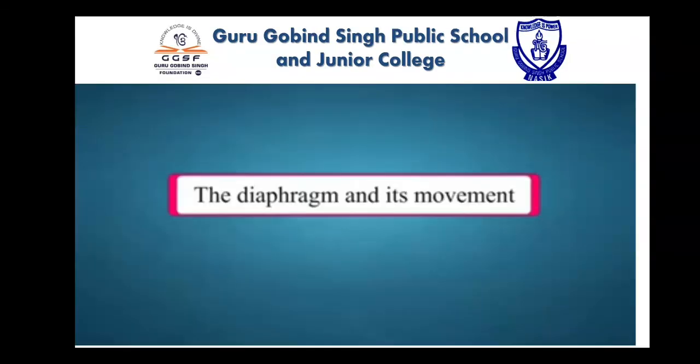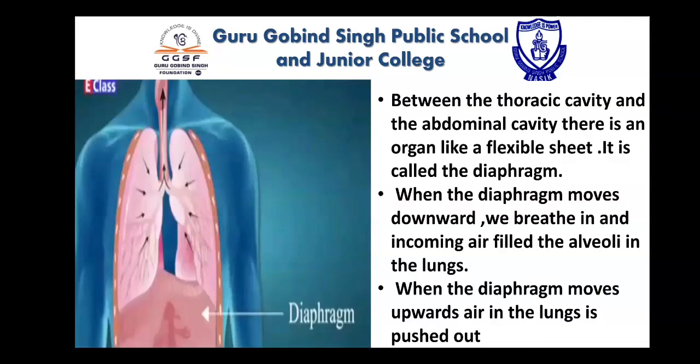Now, we have to see the diaphragm and its movement. Between the thoracic cavity and the abdominal cavity, there is an organ like a flexible sheet. It is called the diaphragm. When the diaphragm moves downward, we breathe in and incoming air fills the alveoli in the lungs. And when the diaphragm moves upward, air in the lungs is pushed out.